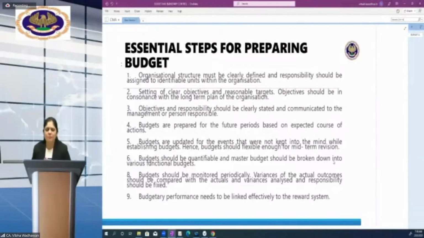So whatever budgets we make, we compare them with the actual outcomes, actual cost, actual production, everything, whatever happens, the actual scenario, and then the variances are analyzed and responsibilities are fixed.